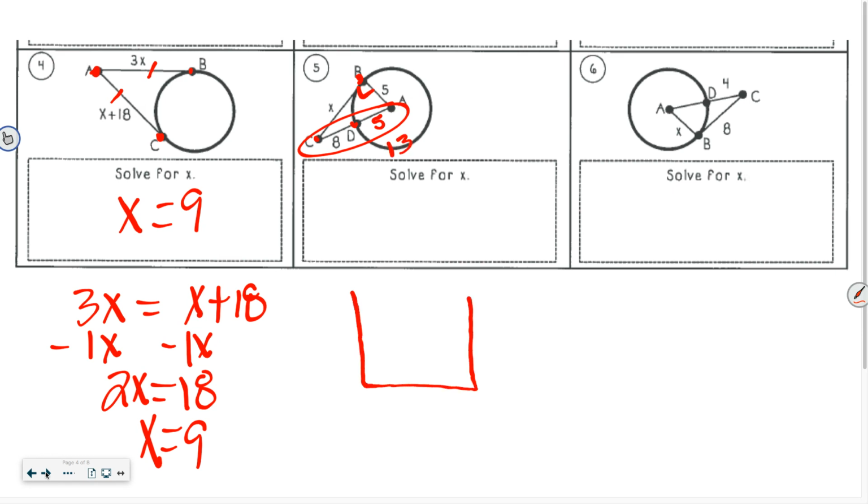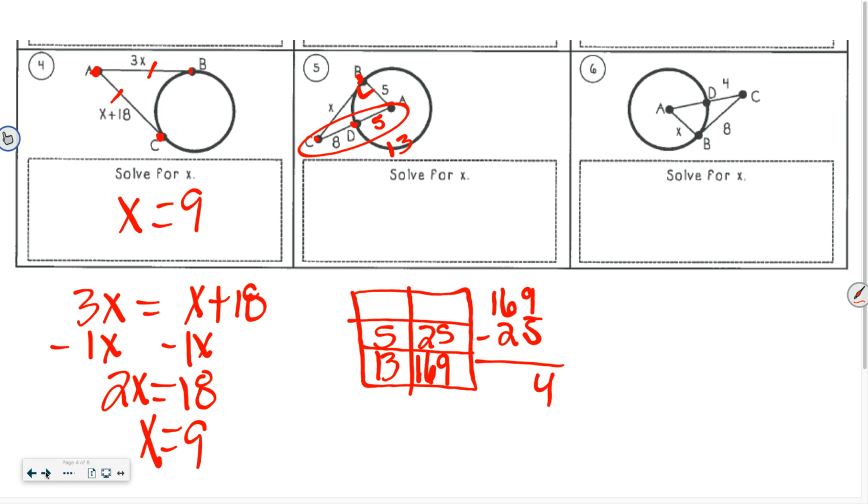So I'm going to use Pythagorean theorem here. One leg is 5. My hypotenuse is 13. 5 squared is 25. 13 squared is 169. So 169 minus 25, we get 144. And that means that the other side, x, is going to be 12. Notice how that was a little bit tricky though, because 8 was just this outside piece, not the whole hypotenuse.